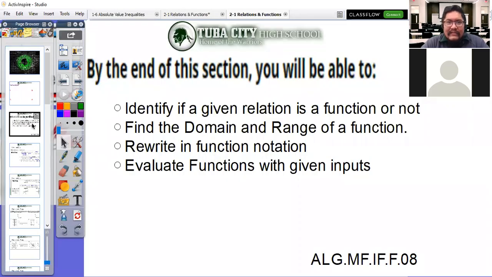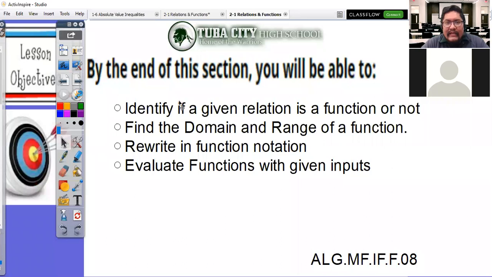So by the end of this section, you will be able to identify if a given relation is a function or not, find the domain and range of a function, rewrite a function in function notation, and evaluate functions with given inputs.